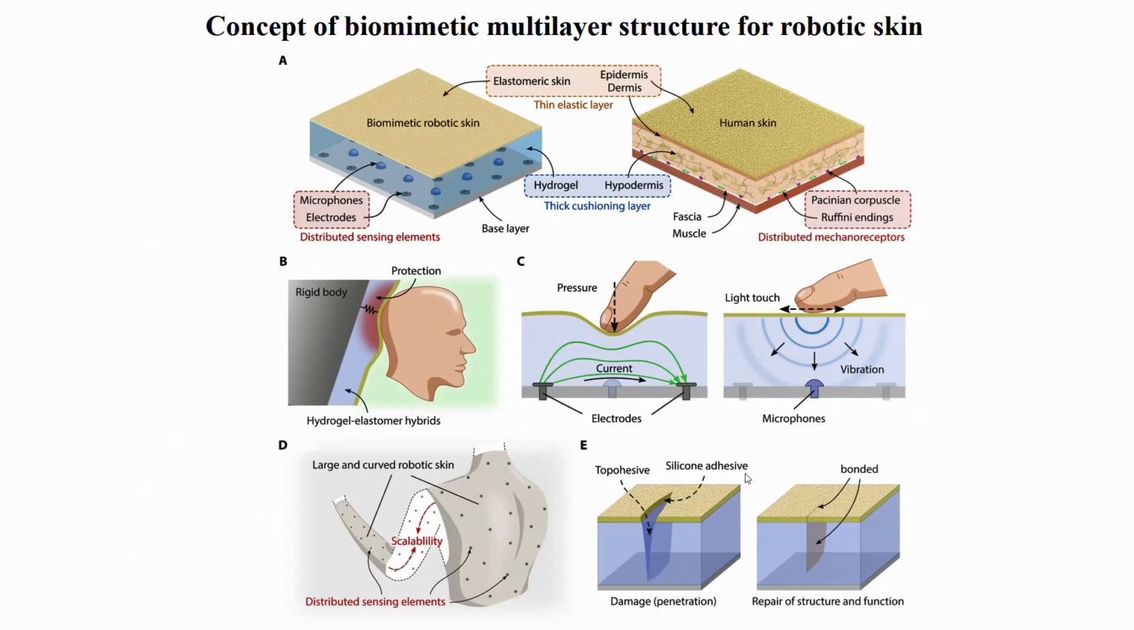This is the concept of biomimetic multi-layer structures for the robotic skin. Basically, it is a mechanism showing how the artificial sensing skin is prepared and how it works. In image A, it is a comparison between the biomimetic multi-layer structures based on hydrogel elastomers and human skin.